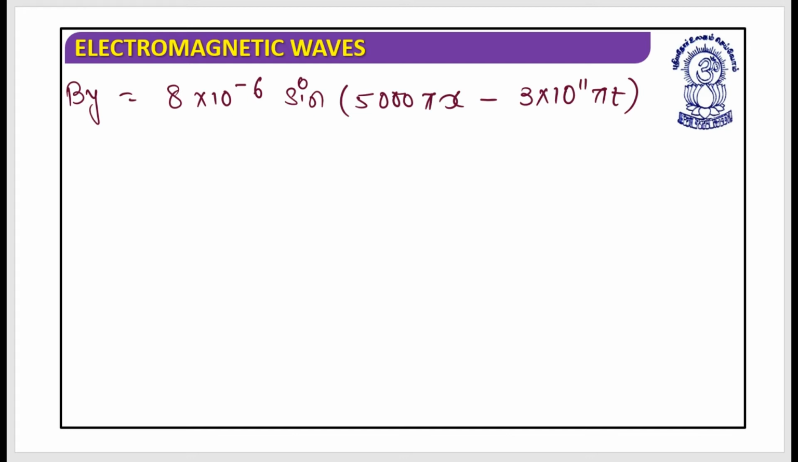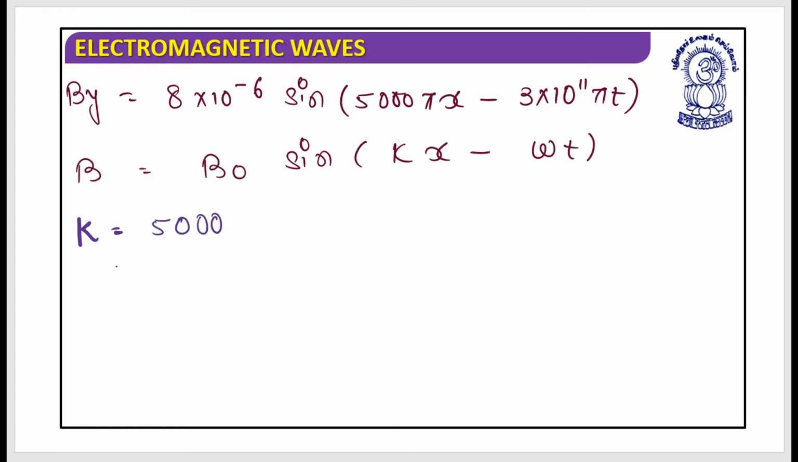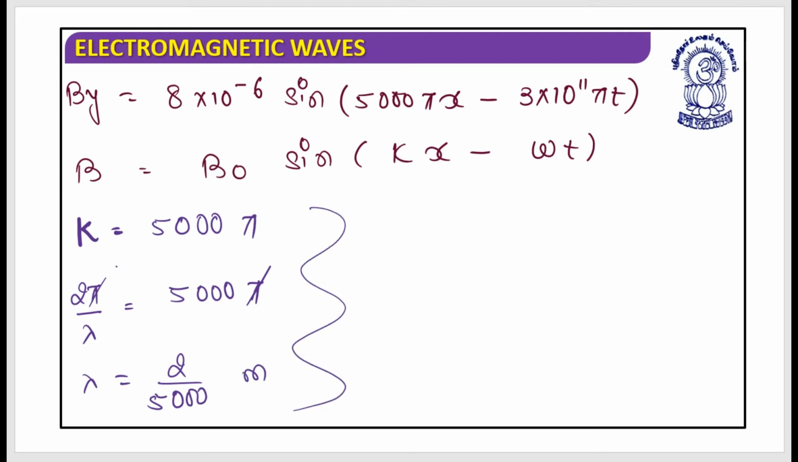So if I write down the standard relation, this is equal to B naught sine k into x minus omega into t, where k is equal to 5000 pi, and this k could be written as 2 pi by lambda, as we know. So this is equal to 5000 pi, this pi has gone, and this lambda is equal to 2 divided by 5000 meter. So I got the lambda.